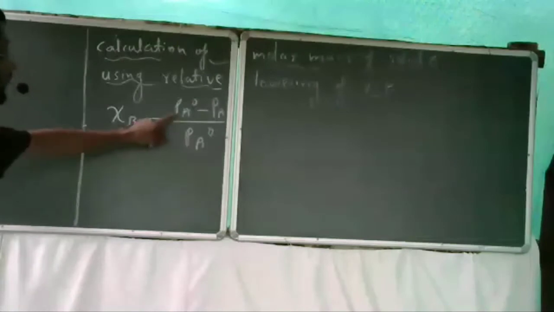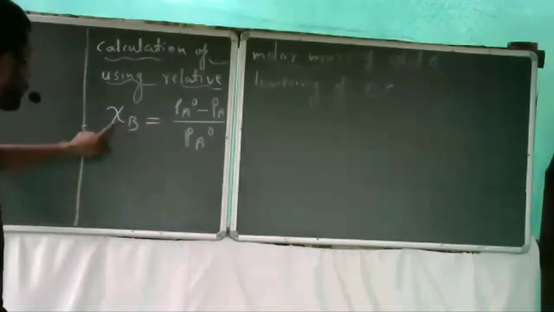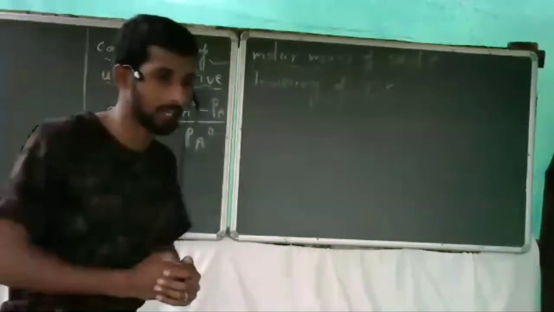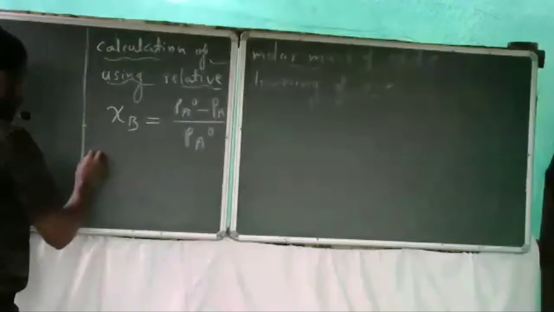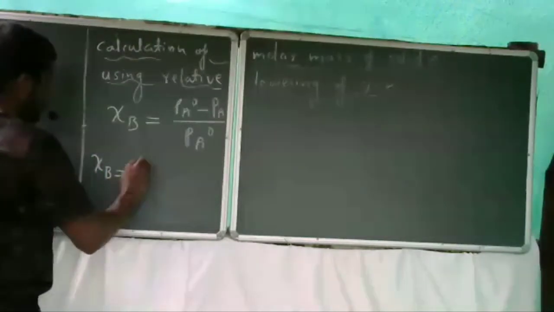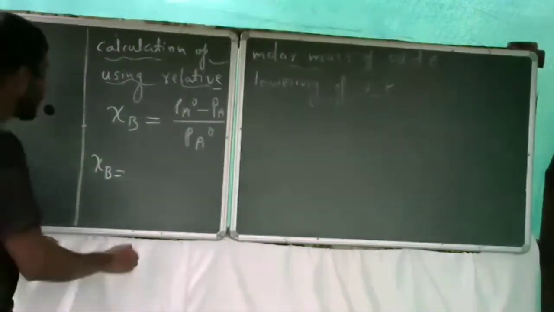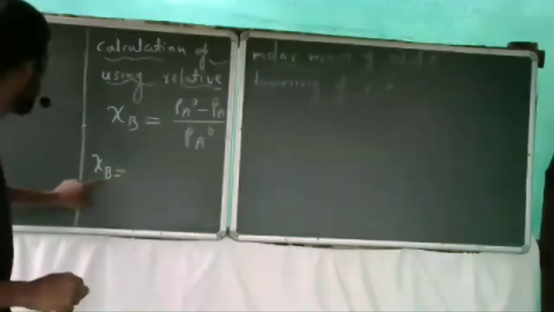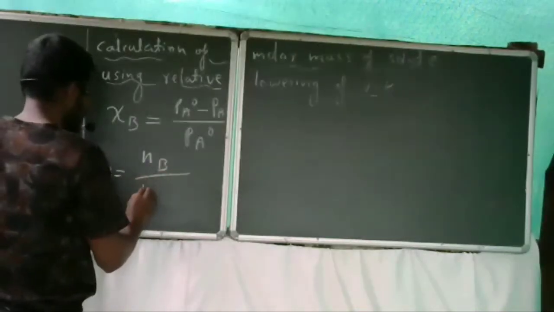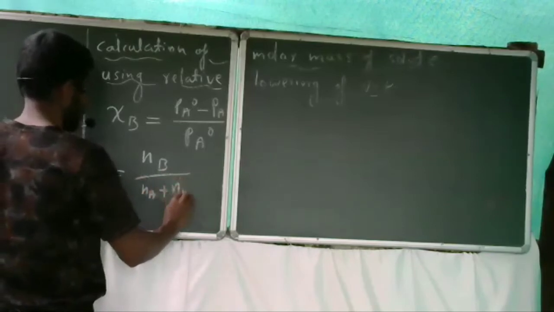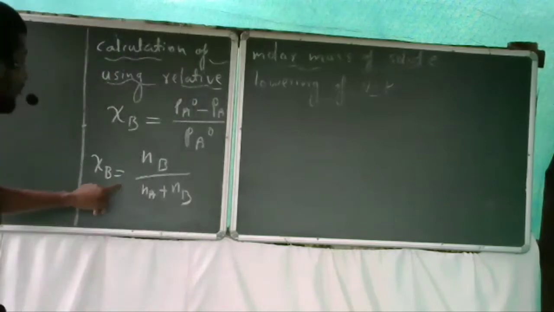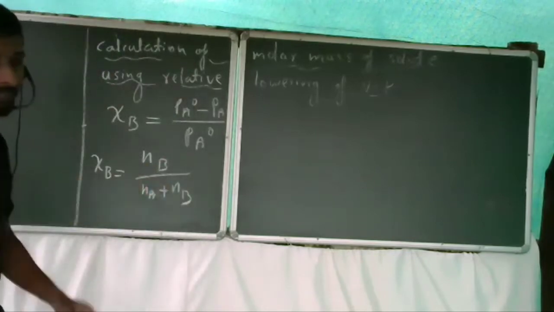Nothing but relative lowering of vapor pressure is equal to the mole fraction of the solute when only the solvent is volatile. Then what is xb? Nothing but the mole fraction of the solute. Here we are taking B as the solute. So xb equal to the expression for mole fraction, Nb divided by Na plus Nb. Okay, this is the expression for the mole fraction of the solute.